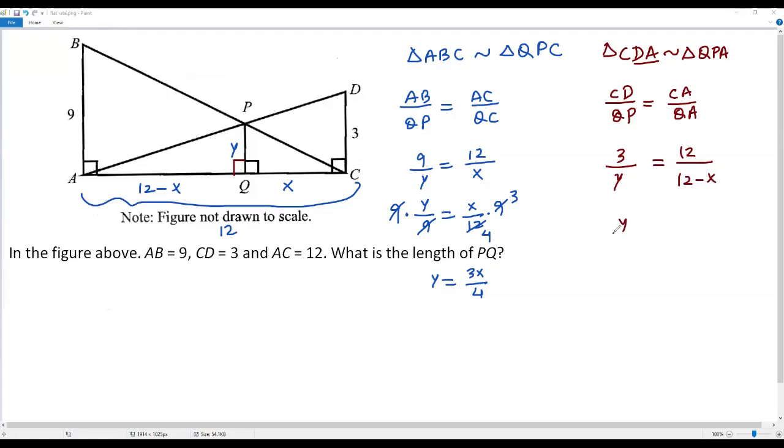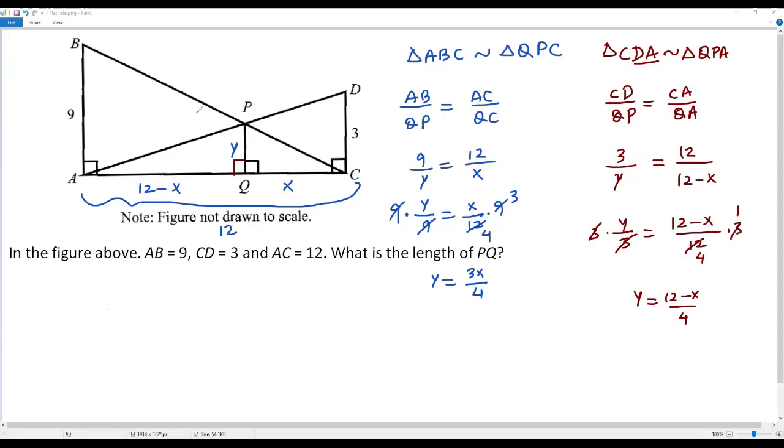Okay, now to solve for Y, I'm going to take the reciprocal on both sides. Then I'm getting Y over 3 equals 12 negative x over 12. Okay, now let me multiply both sides of this equation by 3. When I do so, this 3 will cancel out. 3 goes into 3 one time, 3 goes into 12 4 times, and I'm getting y equals 12 negative x over 4.